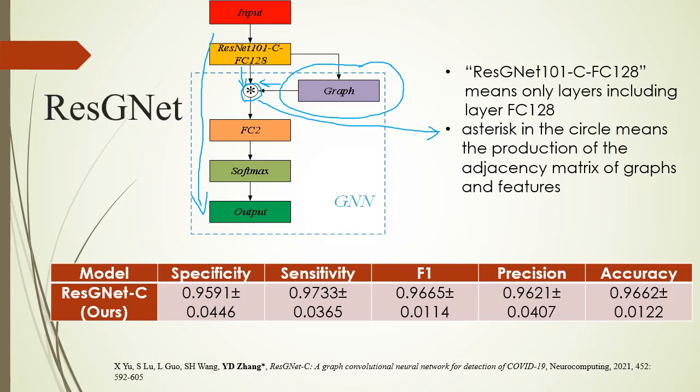And what are the results? We can find that the ResGNet can get a sensitivity of more than 97.33, and meanwhile the specificity is about 95.91, and you can also see the F1, the precision, and the accuracy are all above 96%. The result was accepted in Neural Computing, and it will be published soon.